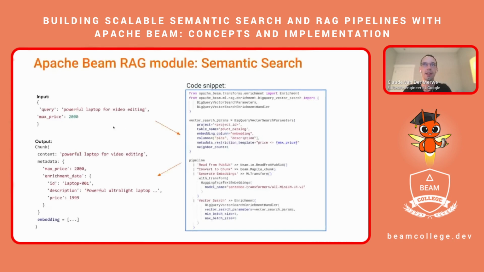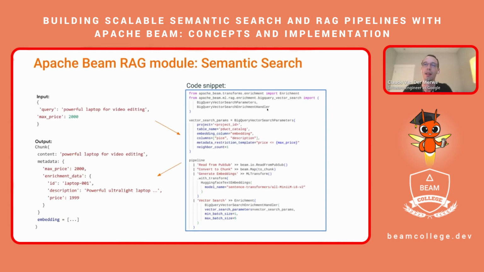Okay, now let's consider our pipeline. The user's query might be that they want a powerful laptop for video editing with a maximum price of $2,000. So how do we achieve a pipeline that performs this vector search and returns the right product?